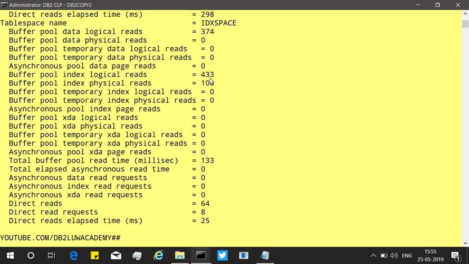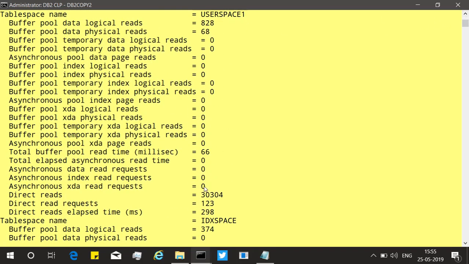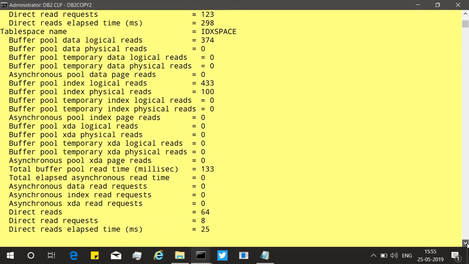What about the reads? See, so many logical reads are happening. Very few direct reads are happening on the index table space. But what about the data table space? Look at that: on the data table space, 30,000 direct reads, because it has to read the existing 200,000 and the already loaded 200,000, and it is completely reconstructing the indexes. For that purpose it is doing this read, which is the size of 200,000 records. I showed you that 30,000 direct writes happened during the loading of the table. The same amount we are reading during the index rebuild process.